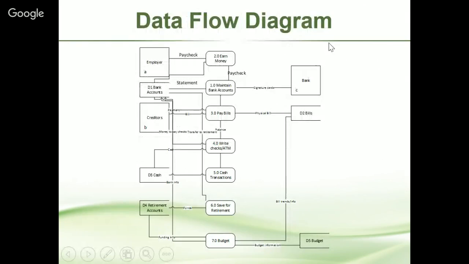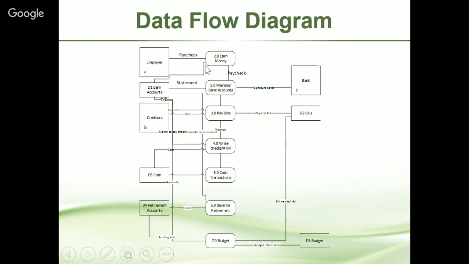So here's the data flow diagram. There is a Gane and Sarson data flow diagram template on Visio. Unfortunately, it's a little more basic than I would like, but I used it so that you could see how the diagrams come out there. So here are our external entities. We have an employer. We have creditors. We have a bank. At the highest level, that's what we've got.